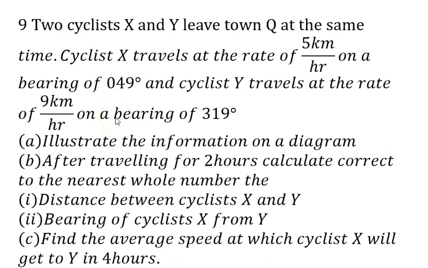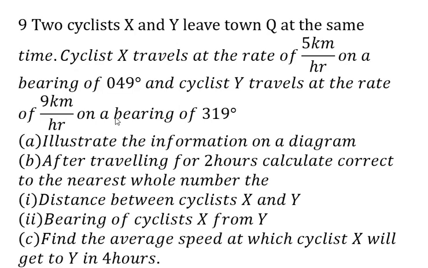Straight to question number 9. Two cyclists X and Y leave town Q at the same time. Cyclist X travels at the rate of 5 km per hour on a bearing of 49 degrees, and cyclist Y travels at the rate of 9 km per hour on a bearing of 319 degrees. Now the question: illustrate the information on a diagram.